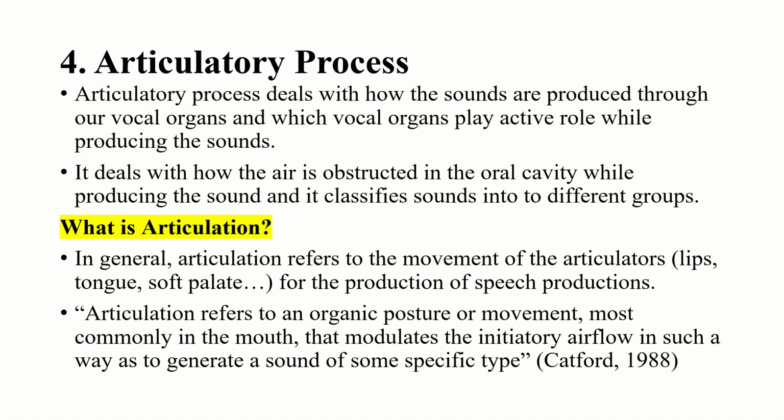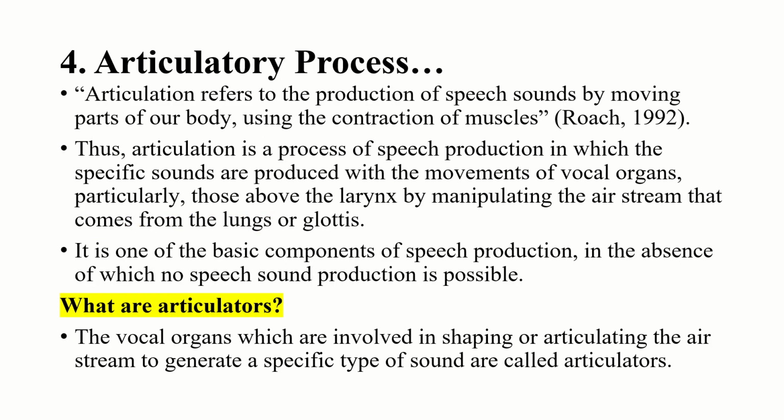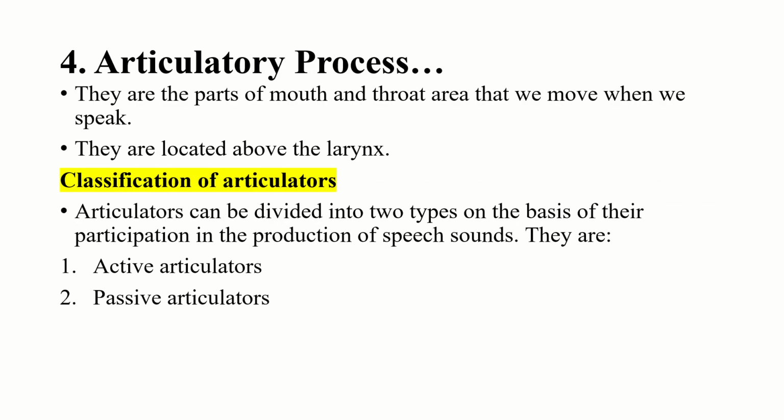Articulation refers to the movement of the articulators for the production of speech. That is called articulation: movement of the articulators. And articulators are the organs of speech, like teeth, lips, tongue. These are the articulators, and movement of the articulators is called articulation. What are articulators then? Look at here, the last part. The vocal organs which are involved in shaping or articulating the airstream to generate a specific type of sound are called articulators.